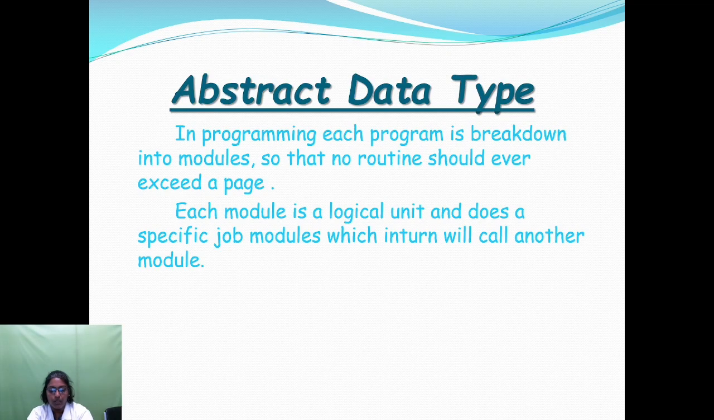I'm going to study about abstract data types. In programming, normally each program is broken down into modules, so no routine should exceed a page. Each module is a logical unit, so specific modules will do specific jobs. One module will call another module. Abstract data types are used for breaking a program into many modules, so we can easily call each other and easily do our task.